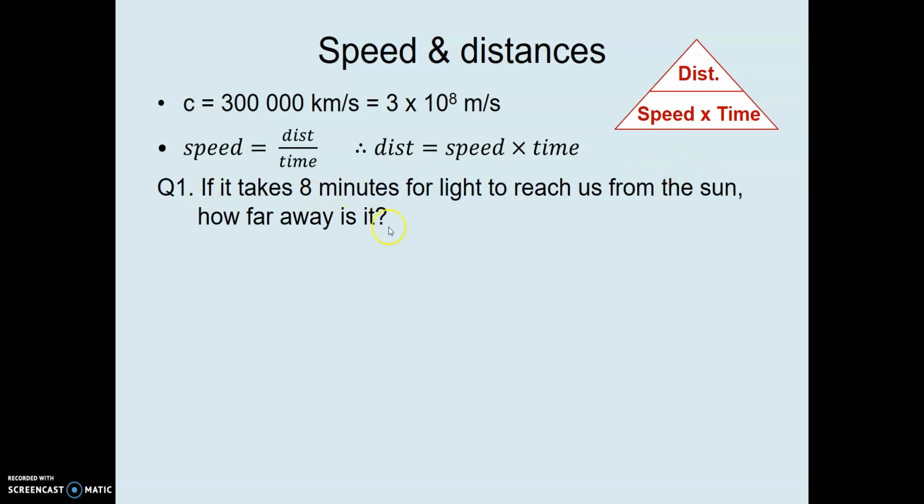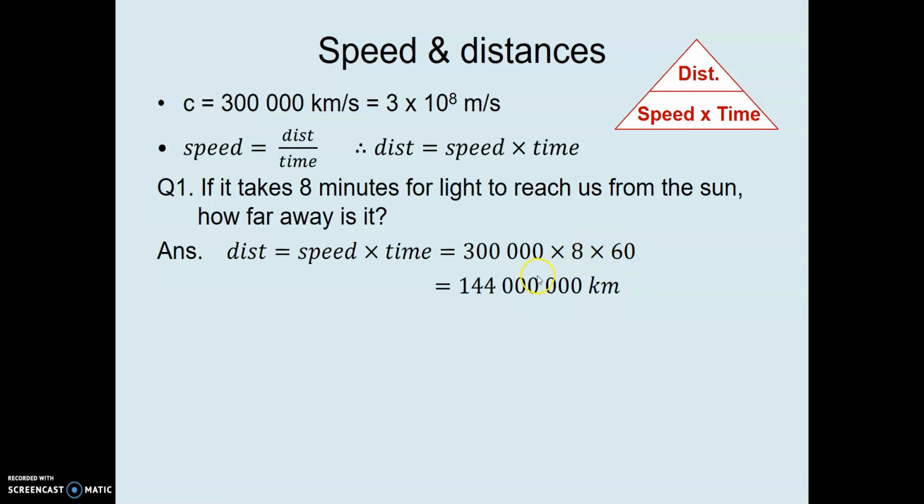If it takes 8 minutes for light to reach us from the sun, how far away is it? Well, distance is speed times time. So we take this in kilometers, and it's 8 minutes, so we multiply it by 8 times 60 seconds per minute, and we end off with 144 million kilometers. That's how far the sun is away from us.